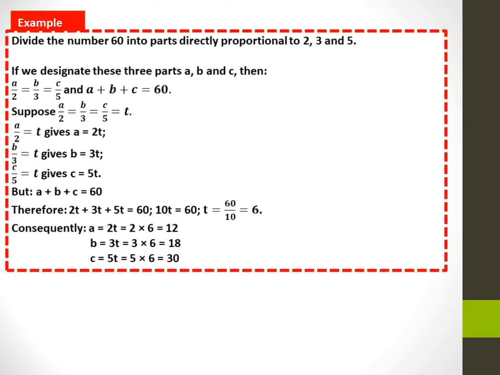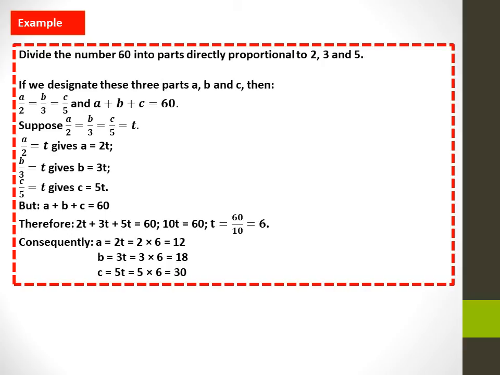Example. Divide the number 60 into parts directly proportional to 2, 3, and 5. If we designate these three parts A, B, and C, then A over 2 equals B over 3 equals C over 5, since the three parts are directly proportional to 2, 3, and 5. And I can also write that A plus B plus C equals 60. Suppose A over 2 equals B over 3 equals C over 5 equals T.